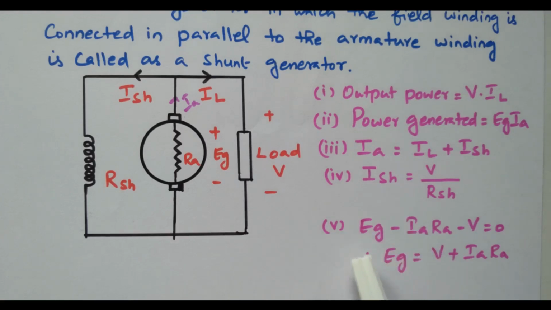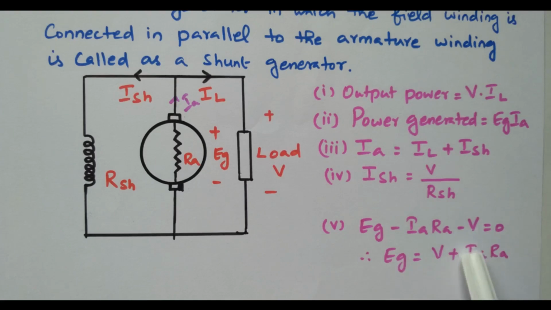So what is the equation, the KVL? Eg minus IaRa minus V equal to 0. So this is the voltage rise. These two are voltage drops. Or otherwise, bring these two terms to the right hand side, so that Eg equal to V plus IaRa. The EMF generated inside the armature is equal to the terminal voltage plus the drop Ia into Ra, right? So these two are not equal.